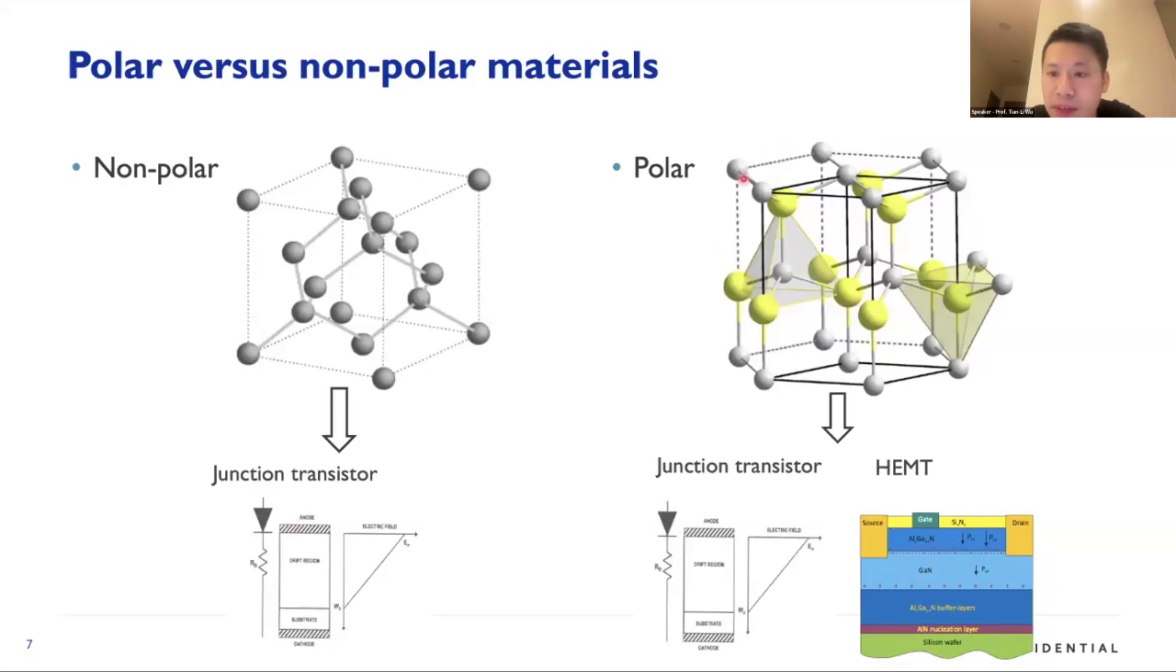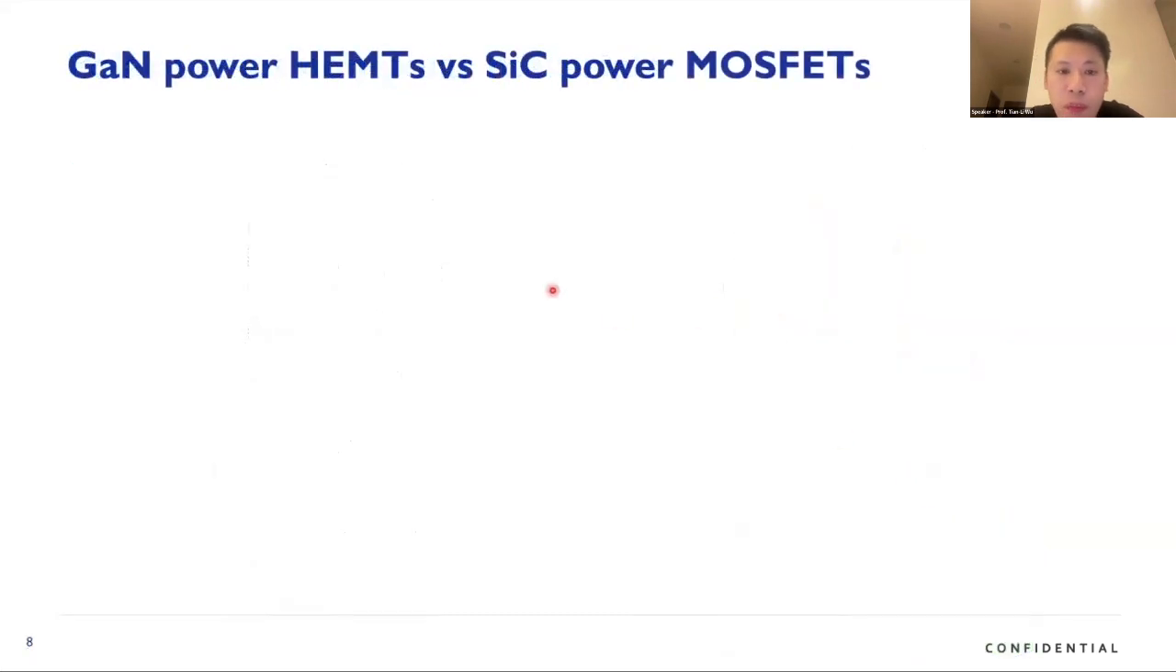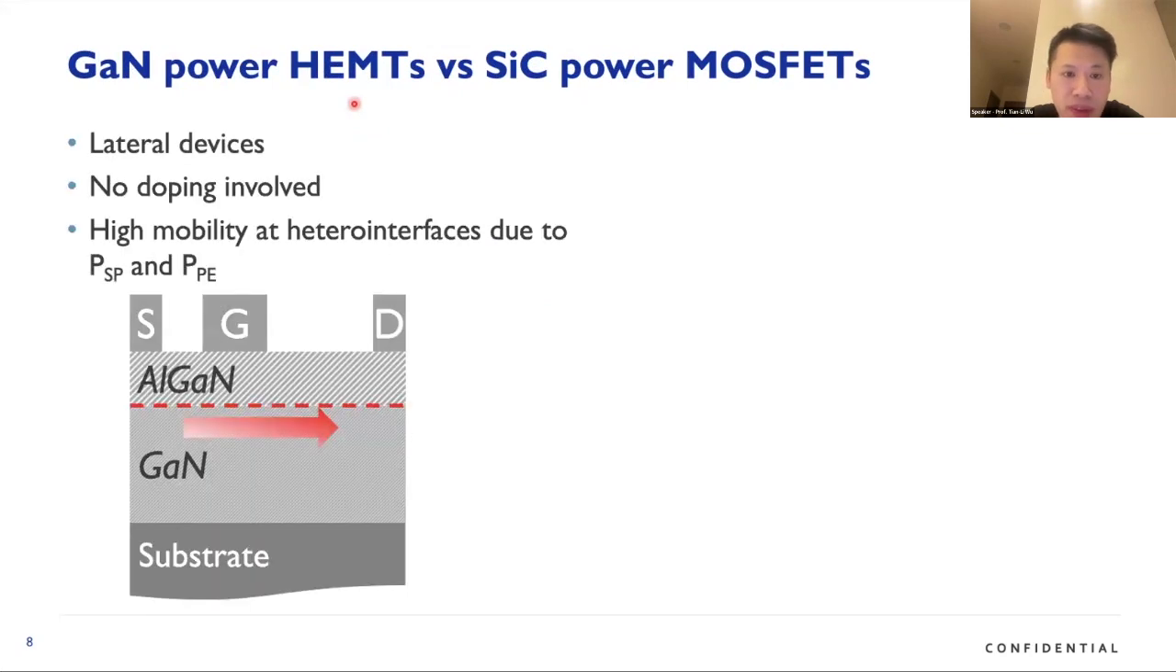But if we consider a material that has polar properties like gallium nitride, then we can not only make the junction transistor, but we can also make this kind of structure that we generally call a high electron mobility transistor. So one of the most important things is to compare the gallium nitride power HEMT and the silicon carbide power MOSFET, which I will show in this slide.